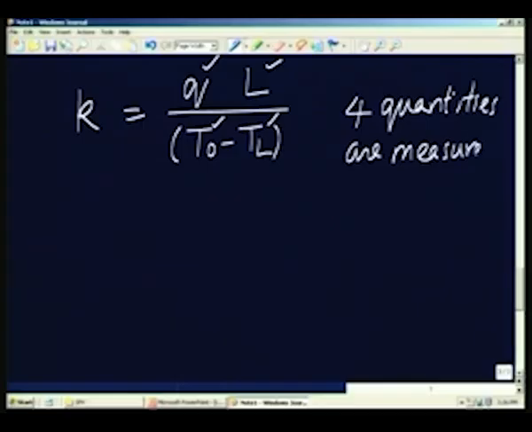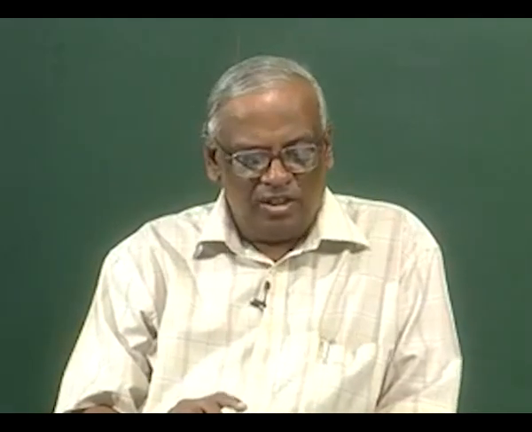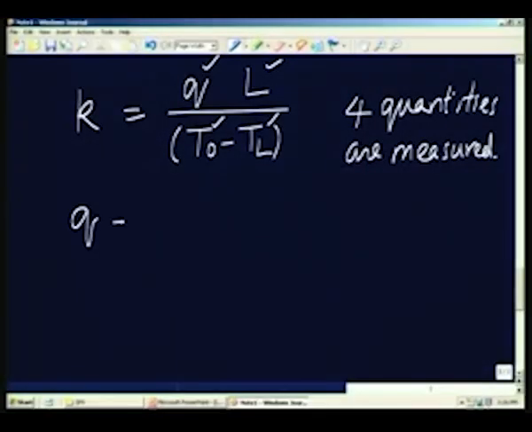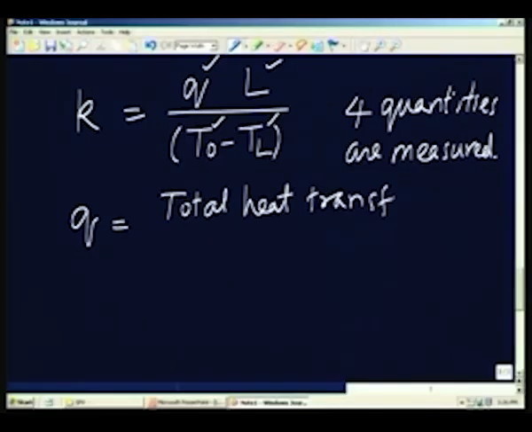Of course, in practice the temperature is measured using, for example, thermocouples. The length has to be measured using an accurate length measuring instrument. The Q sometimes is the most difficult to measure, because Q itself is the total heat transferred, divided by the area through which the heat is transferred.